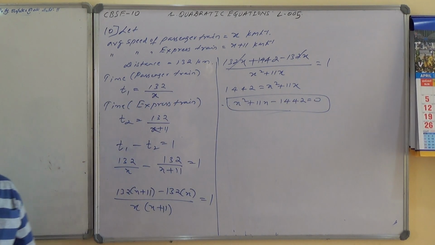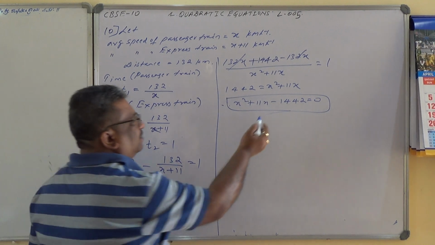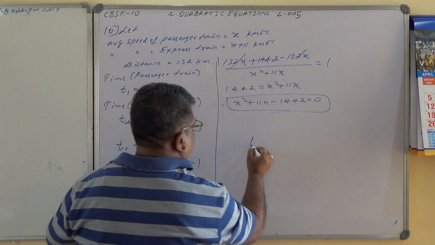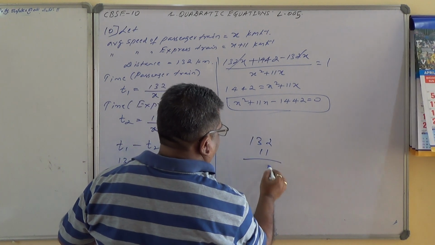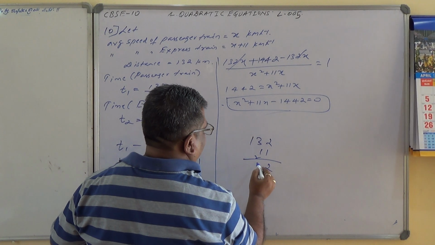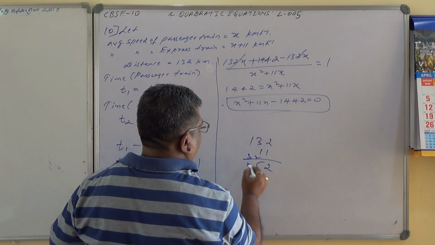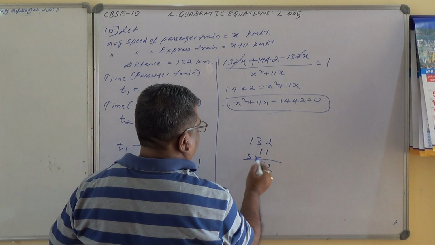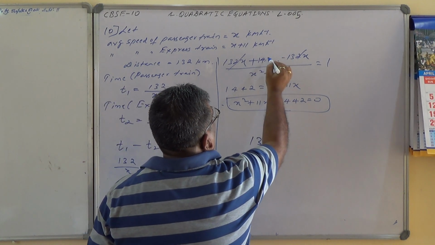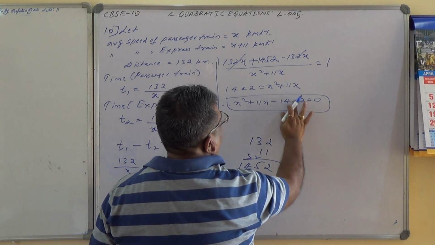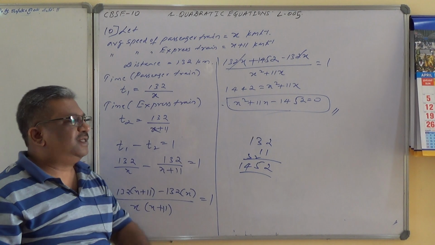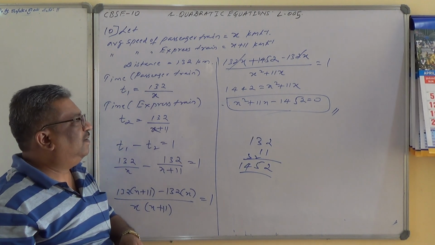Let me check this one. Just a moment, a small correction. Let me check it: 132 into 11 is 1452. Please make it 1452. So this is 1452. You can solve this by using the quadratic formula, and you will get the values.